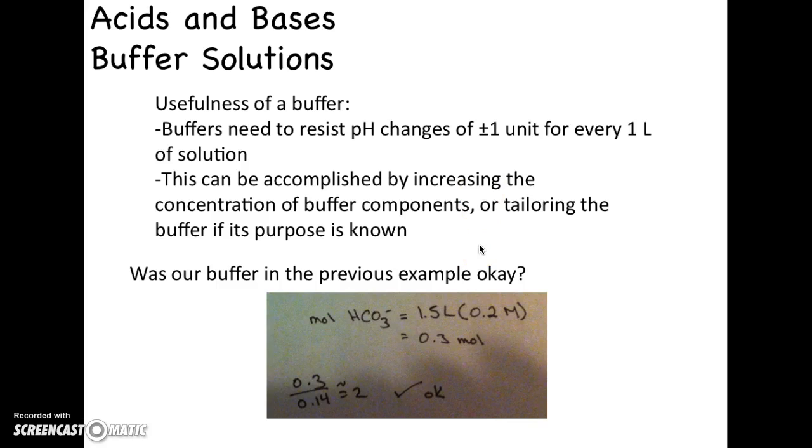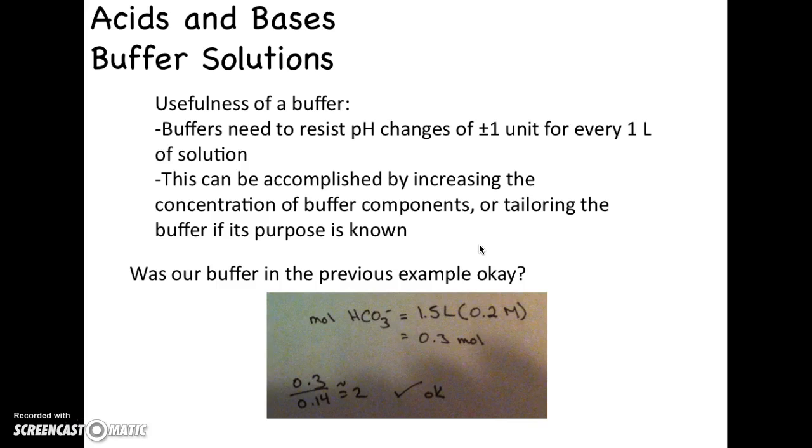Now, buffers can be made more useful, more effective, if they have more concentrated components within them. If you think about it, it just means that you've got a greater amount of those conjugate acid-base pair species in solution to react with whatever's being added to the buffer, so they won't be used up as quickly. The other way you can increase the usefulness of your buffer is if you tailor it to its known purpose. So if you know that you're going to be adding just acid to your buffer, you want to make sure you've got lots of basic species available to it. And this will tie in with one of the videos that you're going to watch later on.